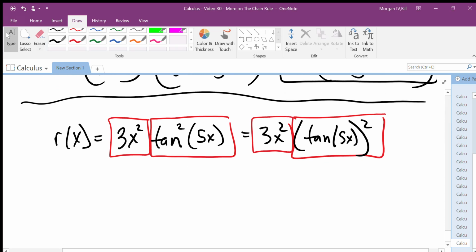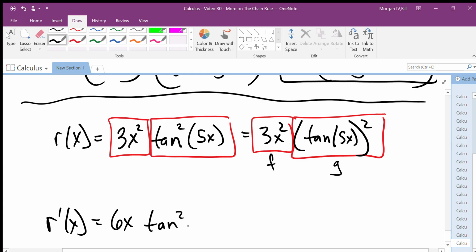So if we consider the 3x squared to be like the f function, and the tangent of 5x being squared, the g function, the derivative r prime of x is f prime. The derivative of f, 3x squared, that derivative is 6x, and we're just going to leave the rest of it. Plus. So this is f prime g. Then we'll have f, leaving the 3x squared, times g prime.